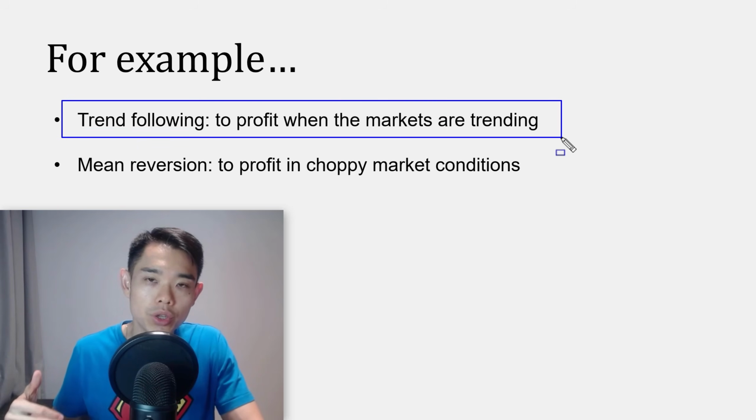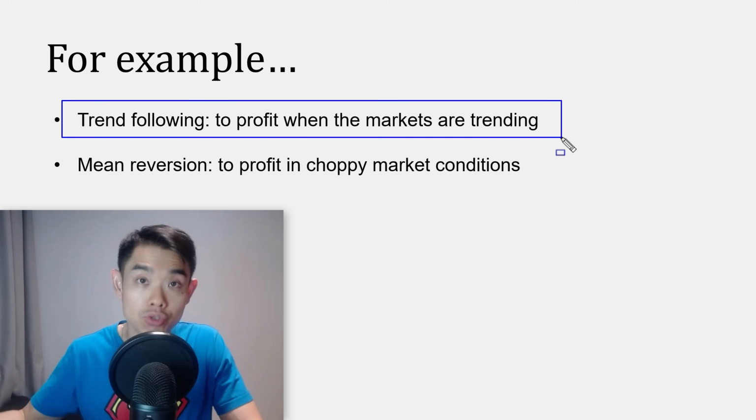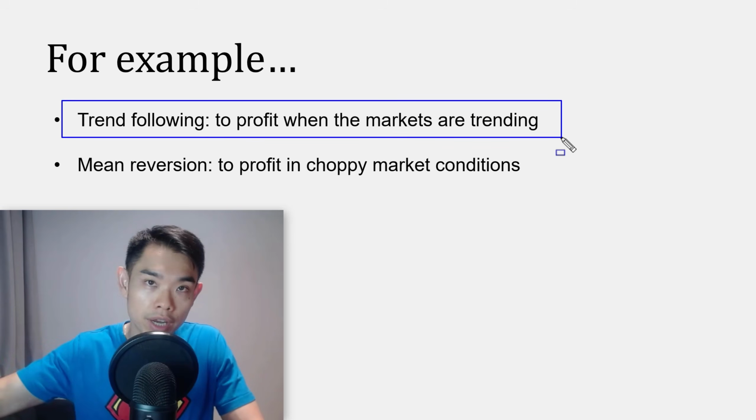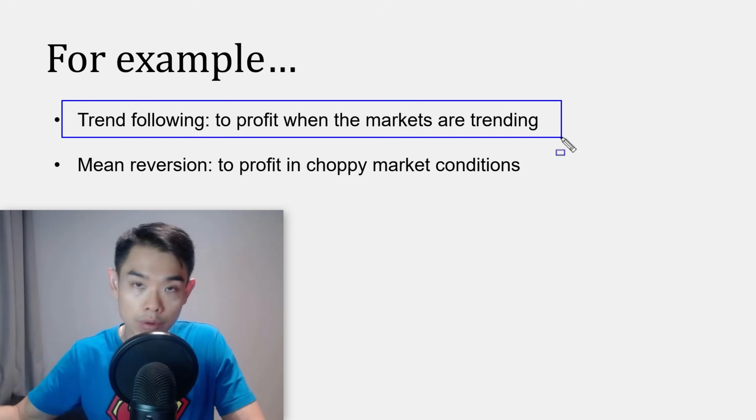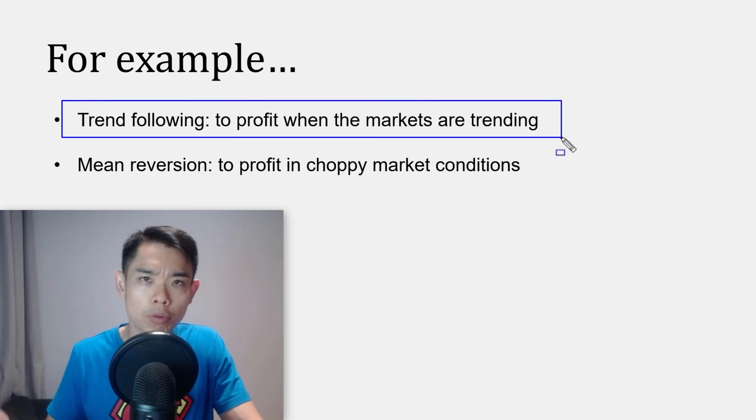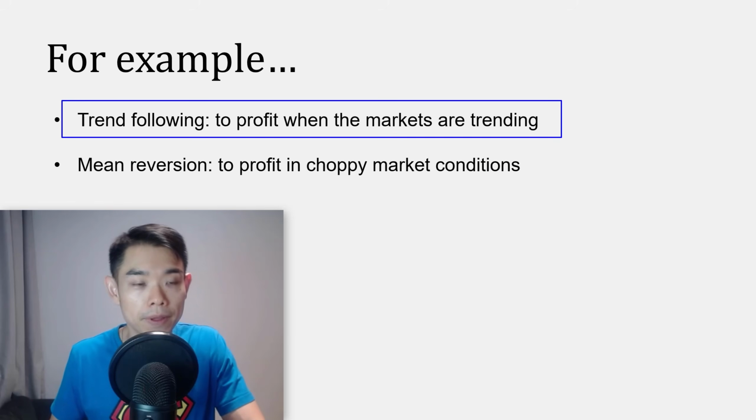Say, for example, a trend following strategy. Trend following usually does well when the markets are trending. When it's in an uptrend, you ride the uptrend higher. If it's in a downtrend, you ride the downtrend lower. And of course, if the market is range bound, choppy, with false breakouts, a trend follower will not do so well in such a market environment.